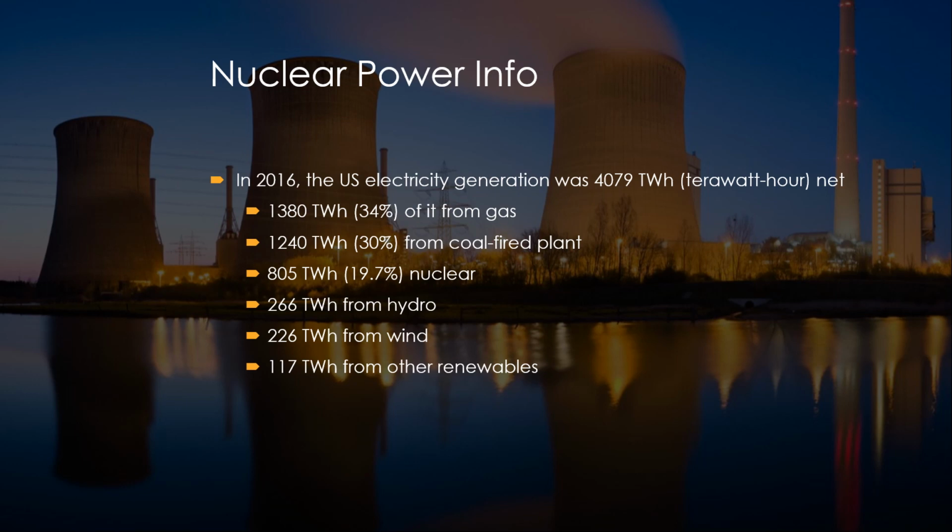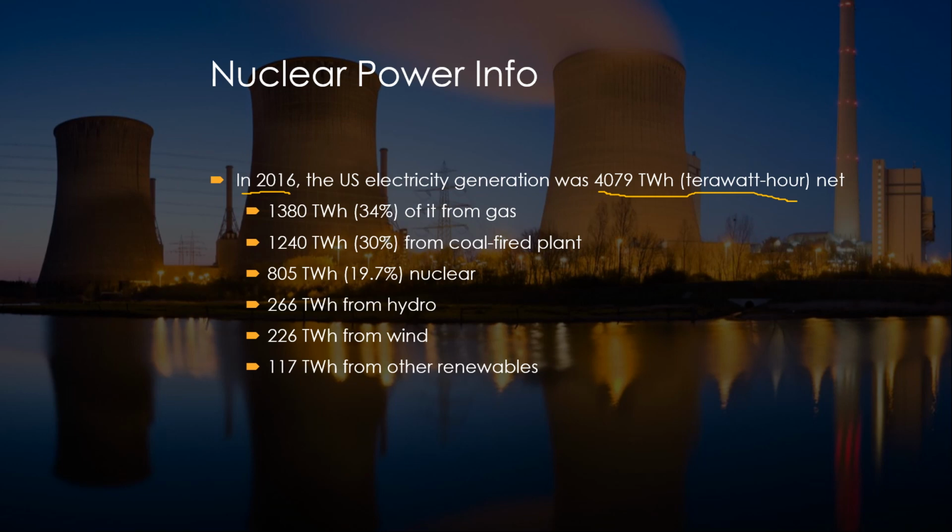All right, more information. This is 2016 data. United States electricity generation. TWh is just a unit, so go by the terawatt hour. So 4079 TWh, so terawatt. Every time we say terawatt, it means there is an hour at the back. That's just how we call it.